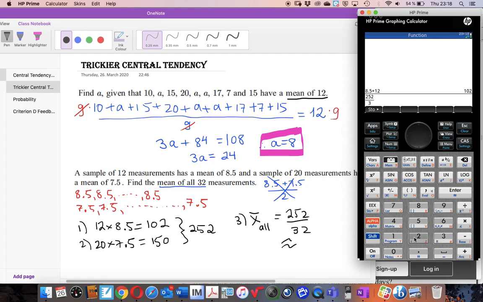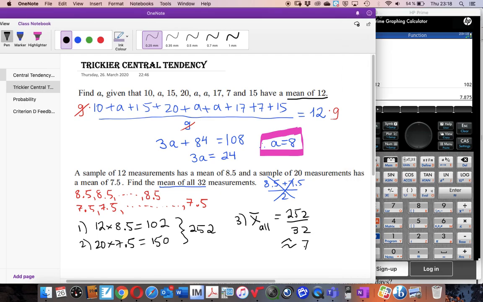252 divided by 32 is, there it is. Okay, so you see, so our mean is 7.875. Okay. So again, I hope the strategy for these makes sense to you. Just always go for the totals first, okay?